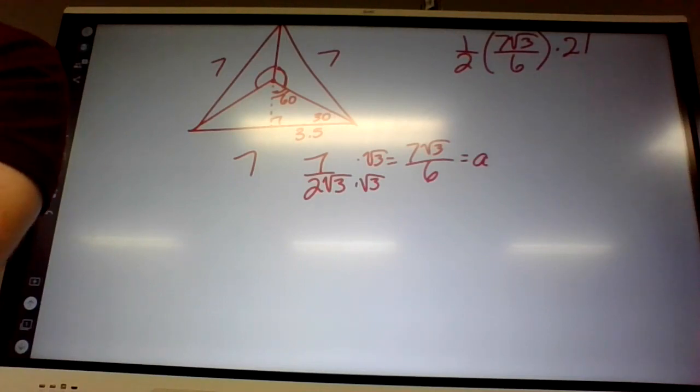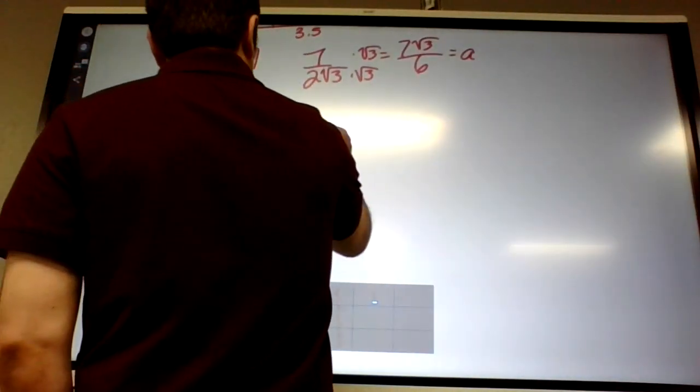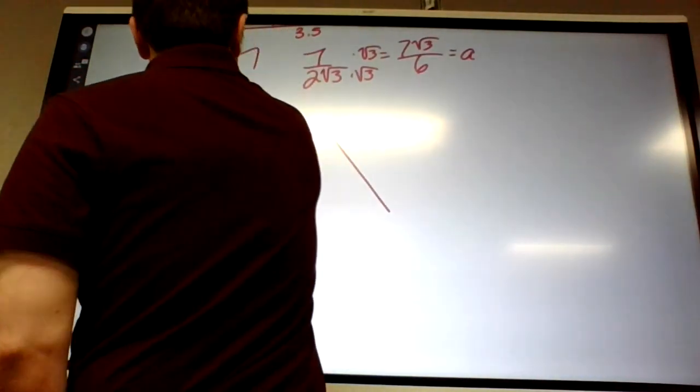41, the area of a regular hexagon with side of 44. I think I drew a hexagon earlier, but let's see if I can. I always draw the top too long.